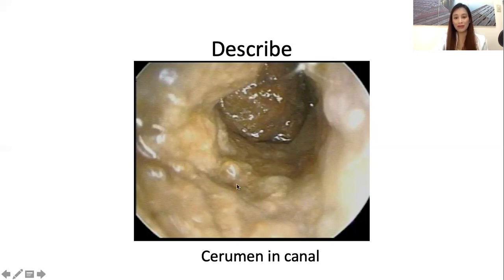So this is your wet cerumen. So sometimes the cerumen will be dry. So this will be dark brown or black in color and very dry, not shiny. So you can also have dry cerumen. Sometimes you have to loosen it up with some fluids to make it softer so that it will be easier to remove.